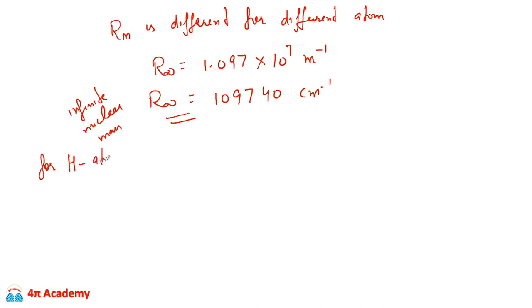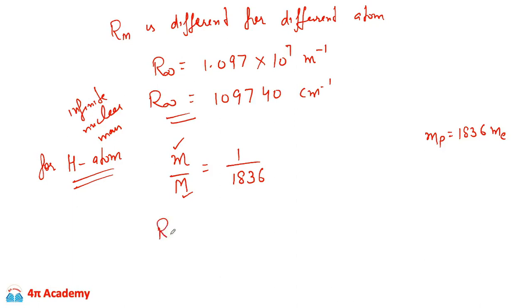So for hydrogen atom, if we have to calculate, the ratio of m over M is generally 1 over 1836, because we know that the mass of proton is quite heavier, of the order of 1836 times the mass of electron. So here this is mass of electron, this is mass of proton. So the value of Rm, if we put it in the equation, that is 1 plus small m over capital M, and when we derive it here, Rm is equal to RH, that is for hydrogen atom.